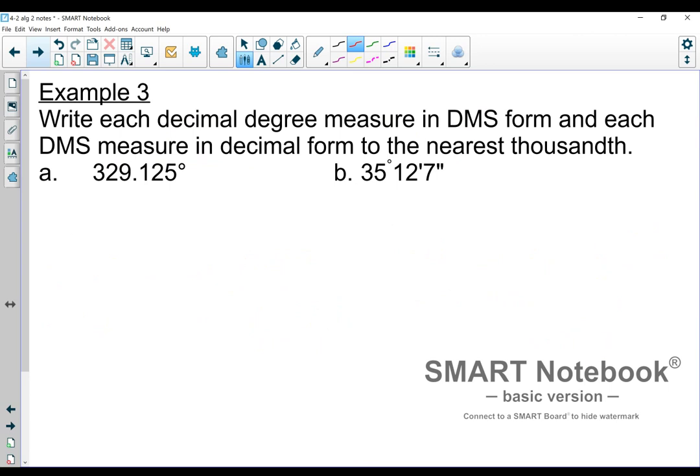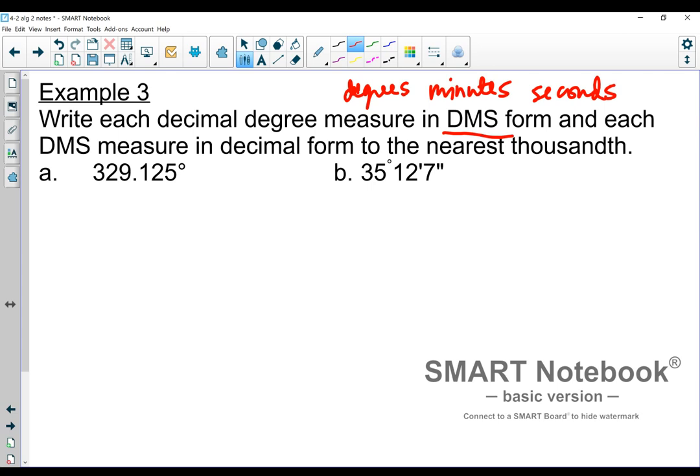So this is something from your textbook. It is not really going to be a huge deal this year, but I think it's worth us briefly going over. We're going to take each decimal degree, and it's in DMS. DMS stands for degrees, minutes, seconds form, and we're going to convert it to a decimal instead, or vice versa. So let's see, degrees, minutes, seconds.